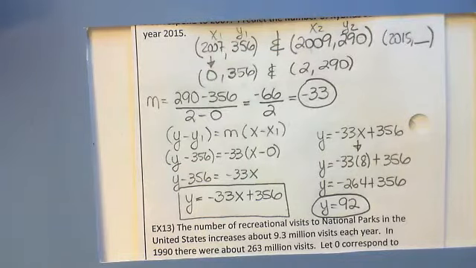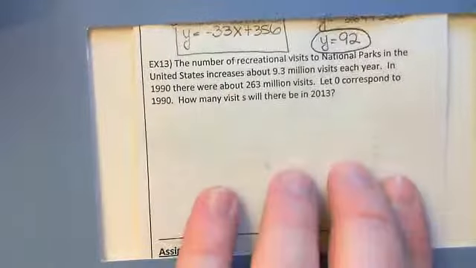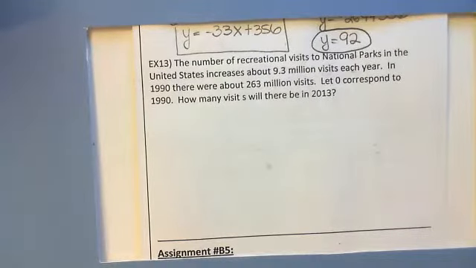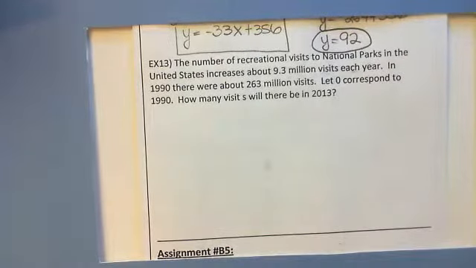Okay? Alright. Here's our last example, example number 13. And this problem says the number of recreational visits to national parks in the United States increases by 9.3 million visits each year. In 1990, there were about 263 million visits. Let 0 correspond to 1990. How many visits will there be in 2013?